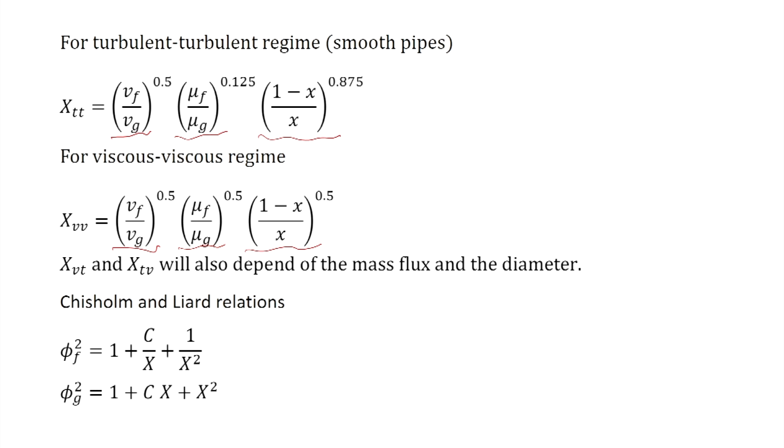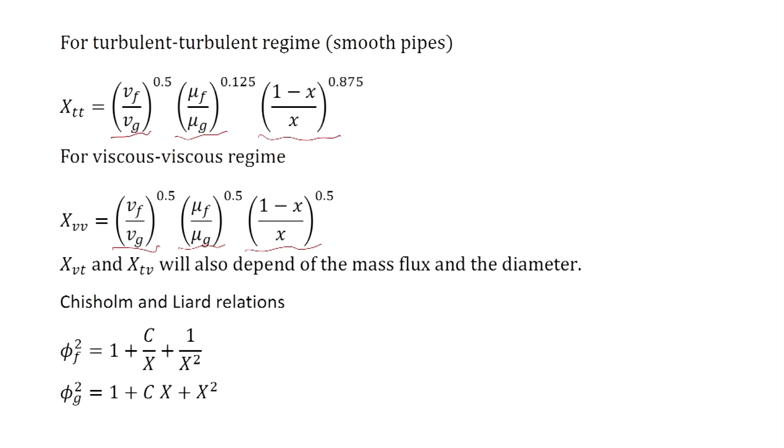But if it is viscous turbulent regime or turbulent viscous regime, then for the two phases the friction factor correlations will be different and they will involve the Reynolds number, and Reynolds number involves mass flux and the diameter. So, therefore, X_vt and X_tv will also depend on the mass flux and the diameter.